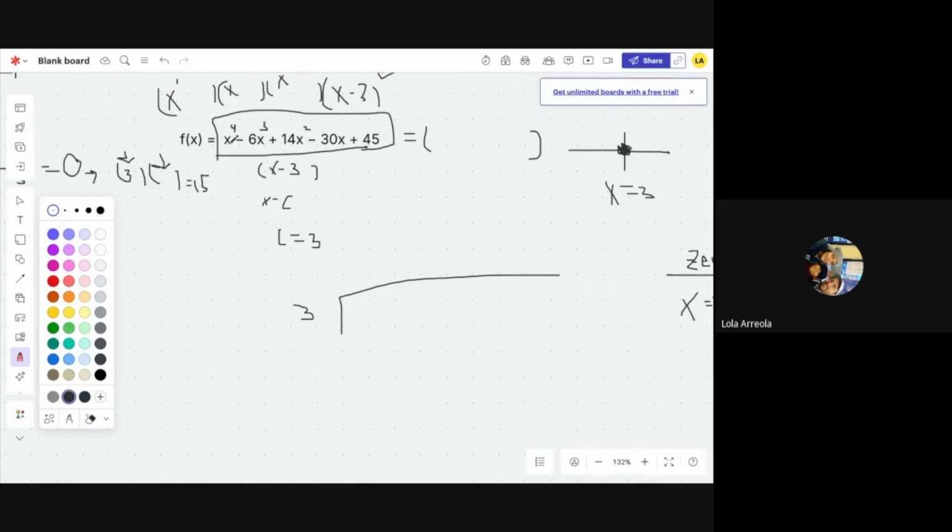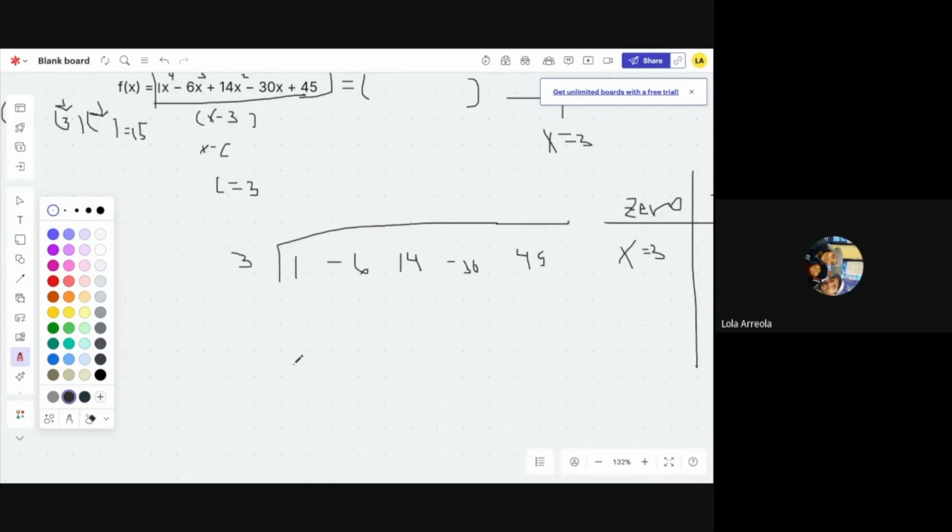Then the coefficients. What's the coefficient of x to the 4th power? 1. X cubed, -6. 14x squared, 14. -30x, -30. And 45.